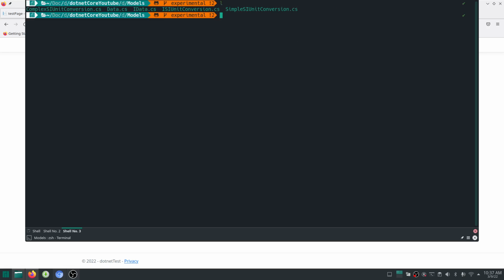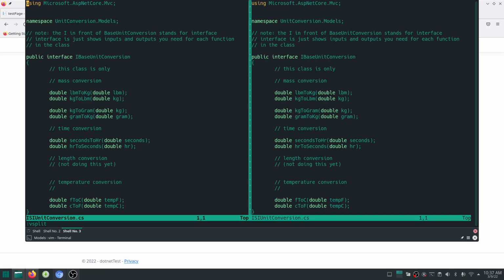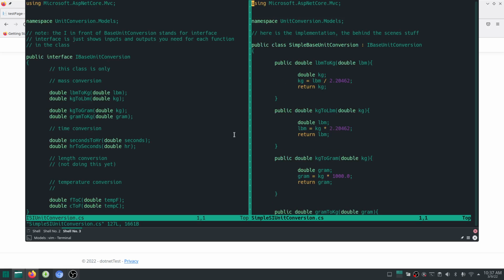Here is the other example. Let me open up the interfaces and implementations for you: ISIUnitConversion.cs, SimpleSIUnitConversion, and ComplexSIUnitConversion.cs. Let me use a vsplit to open up two windows and bn to change.